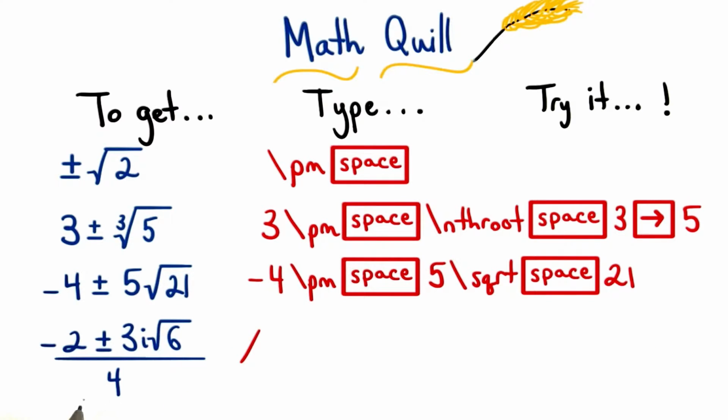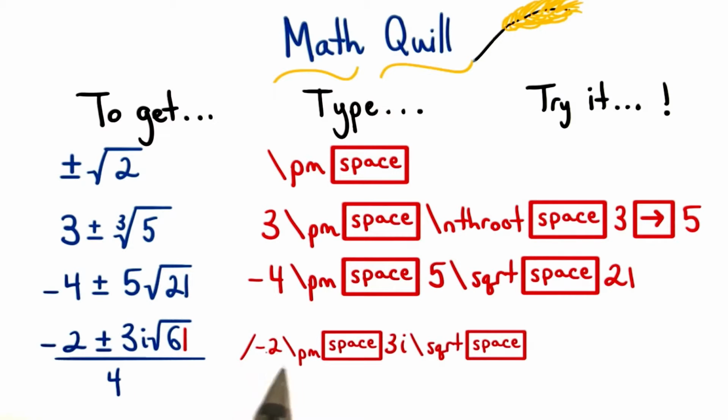Now, for this last expression, you might not have any idea what I is. That's okay. We're going to cover this later. To start this expression, I would type in a /. This would create an entire fraction with a spot for a numerator and a denominator. We type in these keystrokes in order to get our entire numerator.